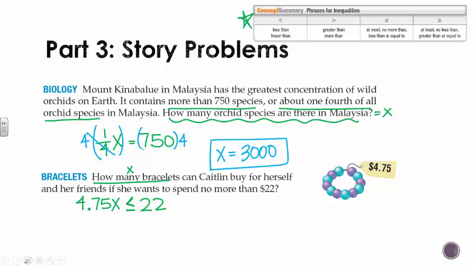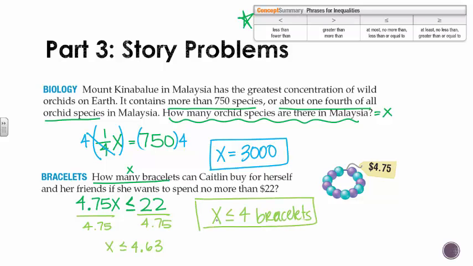And then we can solve this. So we want to divide both sides by 4.75, and when we type that in, we get x is less than or equal to 4.63. Now remember, these are bracelets, so she cannot buy more than this because she'd spend more than $22. So even though 4.63 would usually be rounded up to 5, we're going to round this down. Less than or equal to 4 bracelets. So make sure that your answer makes sense with your problem.